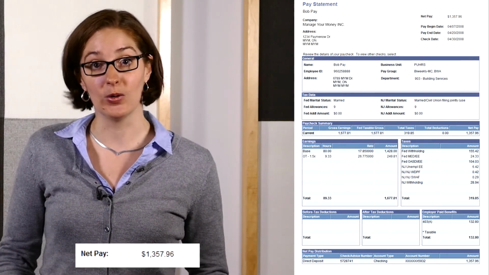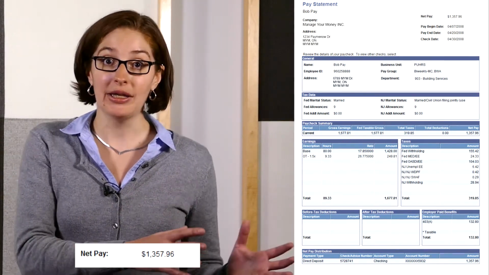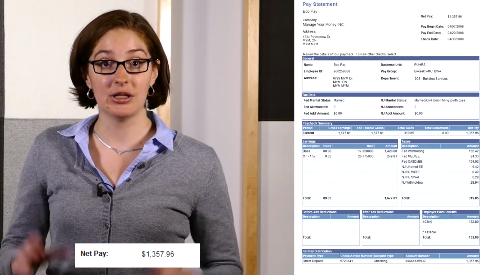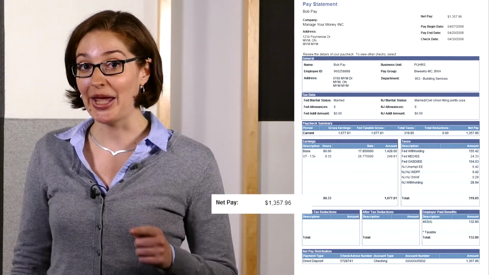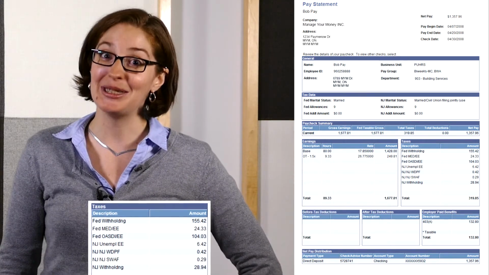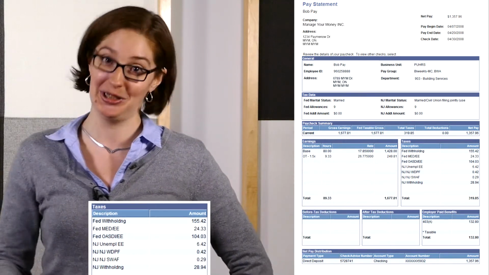And don't forget to check net pay. This is your gross earnings minus your statutory deductions. Make sure that the calculations have been performed accurately because net pay is what you get to put in your pocket. Next come the statutory deductions. And yes, these are the things that come off of your paycheck.